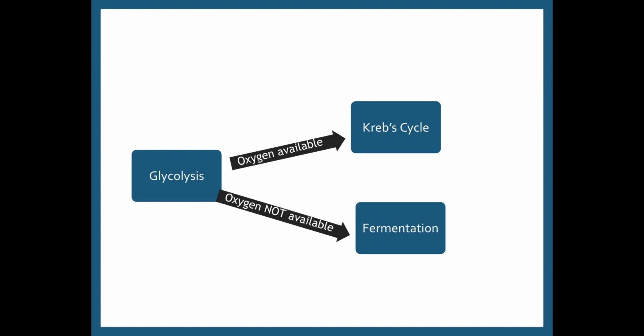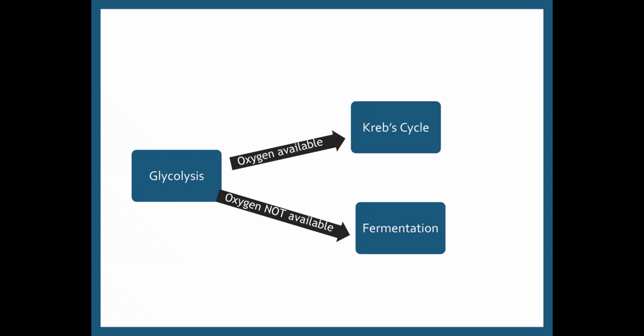So that's if oxygen is available. You go through all 3 steps. You go through glycolysis, the Krebs cycle, and the electron transport chain. But if oxygen is not available, you still do glycolysis, but you don't do the other 2 steps. You go straight into something called fermentation.